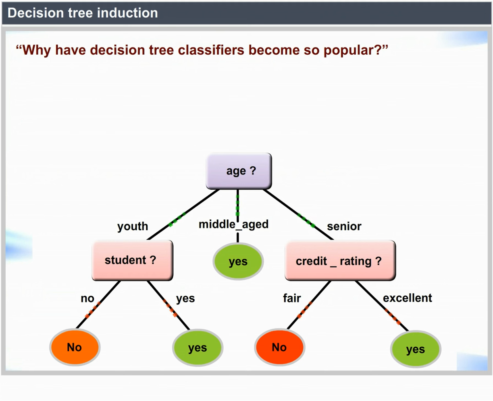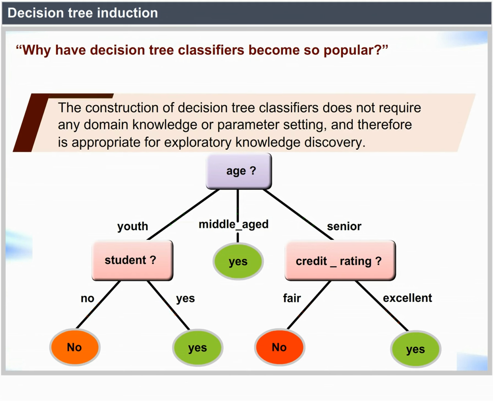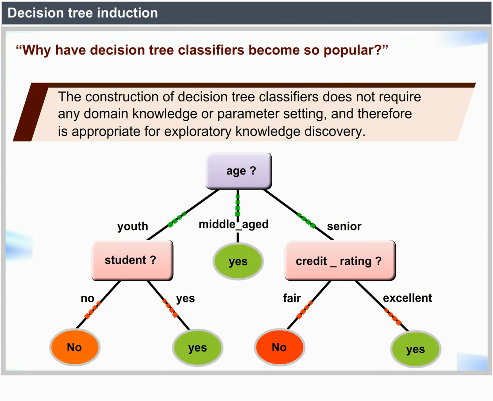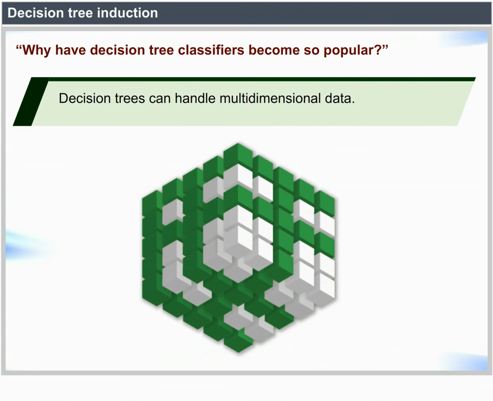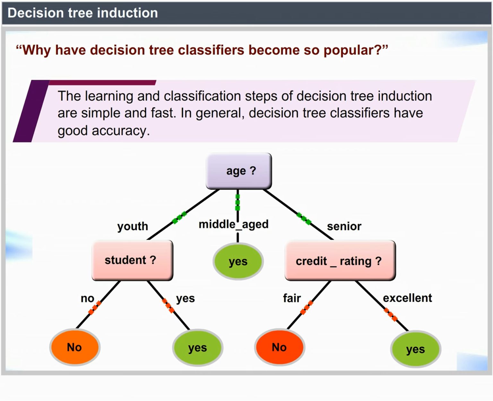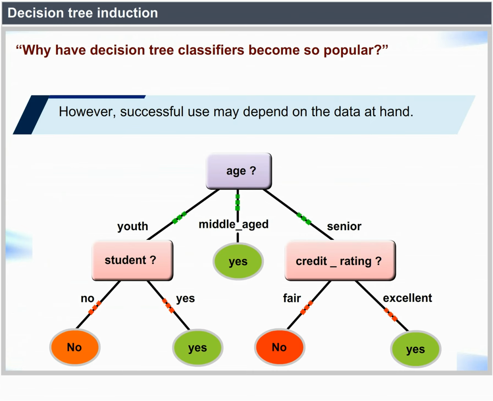Why are decision tree classifiers so popular? The construction of decision tree classifiers does not require any domain knowledge or parameter setting, and therefore is appropriate for exploratory knowledge discovery. Decision trees can handle multidimensional data. Their representation of acquired knowledge in tree form is intuitive and generally easy to assimilate by humans. The learning and classification steps of decision tree induction are simple and fast. In general, decision tree classifiers have good accuracy. However, successful use may depend on the data at hand.